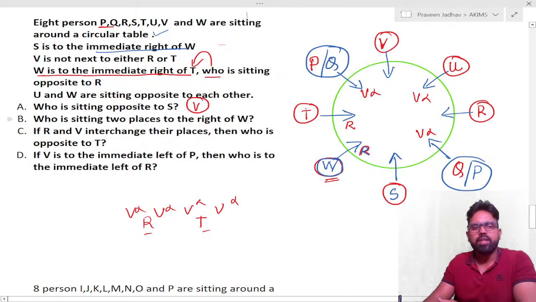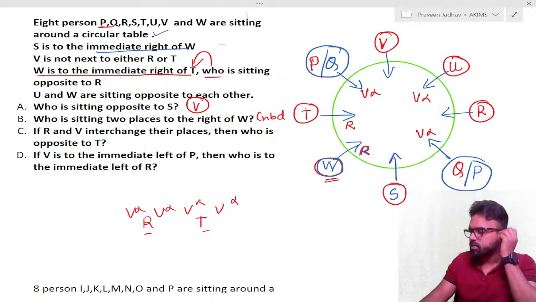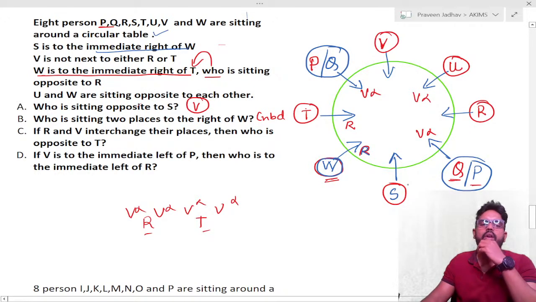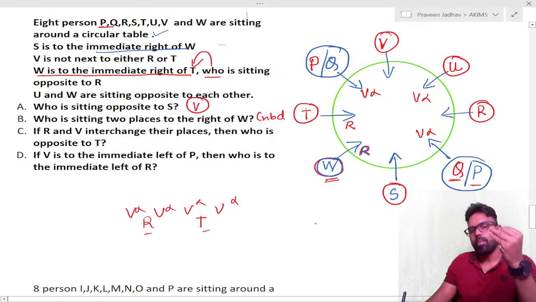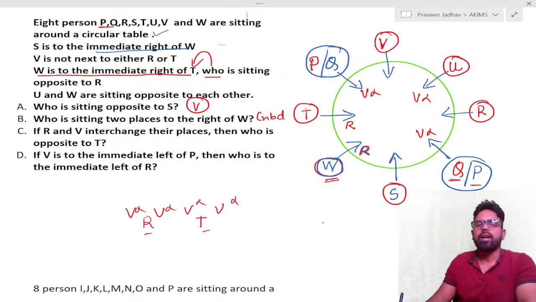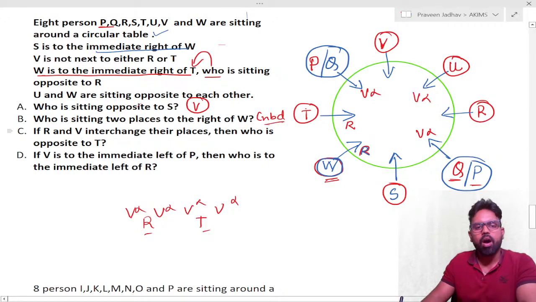Okay. Who is sitting two places to the right of W? C and D, or it cannot be determined. First to the right, second to the right. It cannot be determined. Either it can be Q or P. The option must be either Q or P, or cannot be determined. Either one of them will be our answer. Getting it?